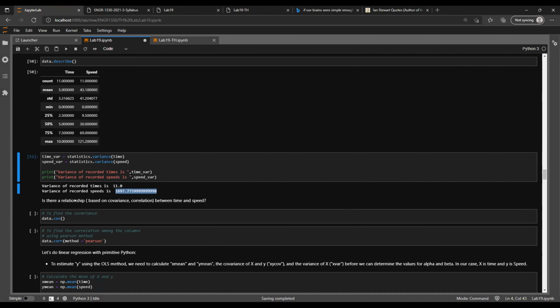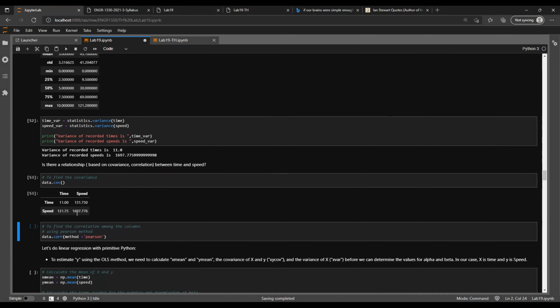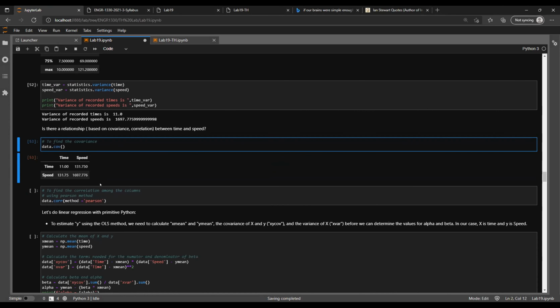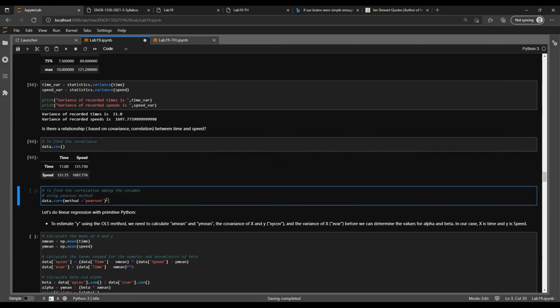Okay. Is there a relationship based on covariance and correlation between time and speed? I don't know. Let's find out. If we want the covariance, notice that we don't have to give the covariance any random variables because we're using our data frame. Another nice reason to use a data frame. We have the following. We can use the correlation using the Pearson method to get that also. But let's look at this.